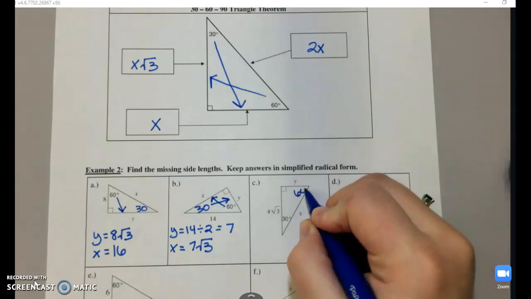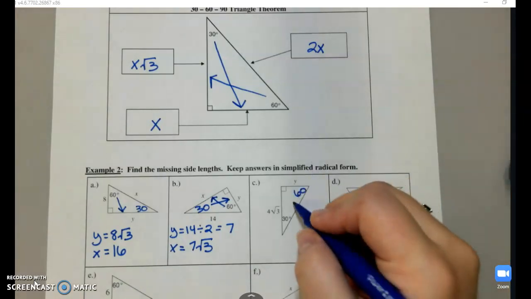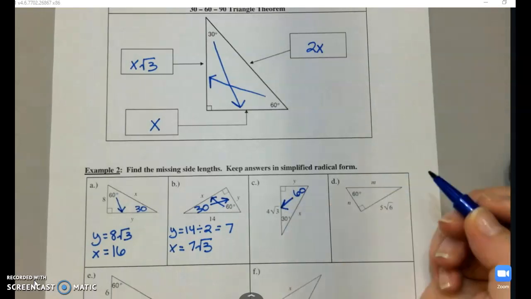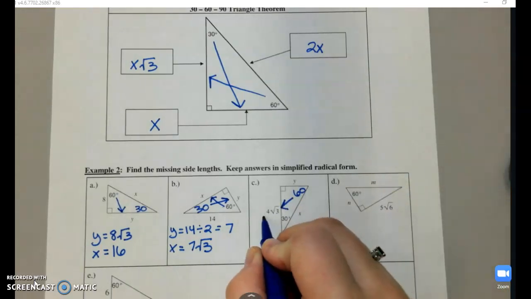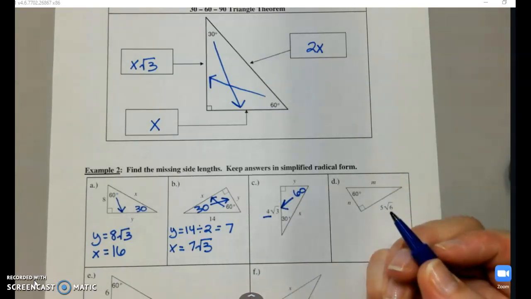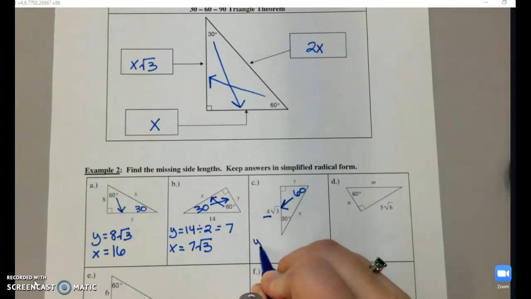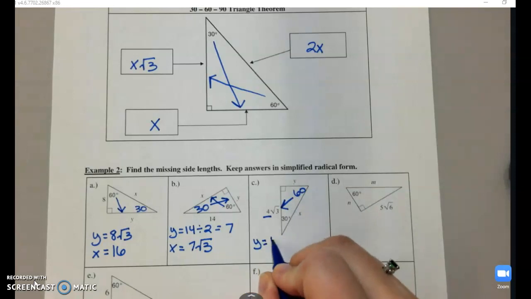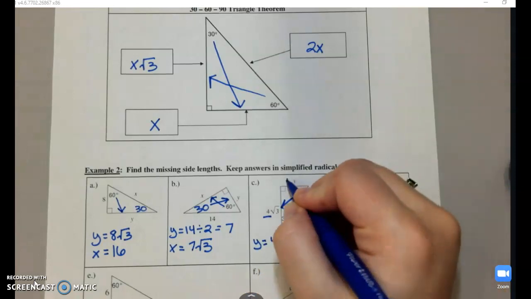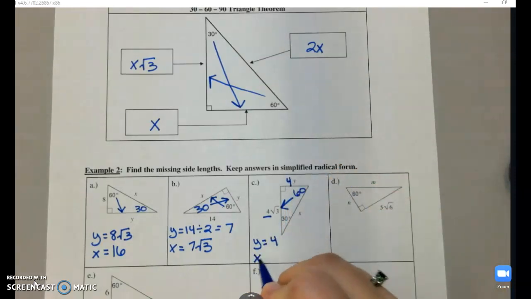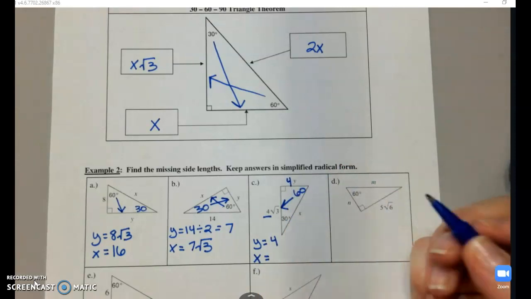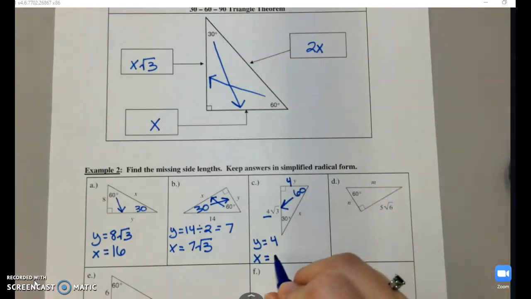Part C. This time we're given our side opposite the 60-degree angle, so I'm going to look at that number in front of my square root, 4 square root 3. That tells me that my side opposite the 30-degree angle, which is y here, is going to be 4. And x, my hypotenuse, is going to be twice the side that's opposite my 30-degree angle, and 4 times 2 is 8.